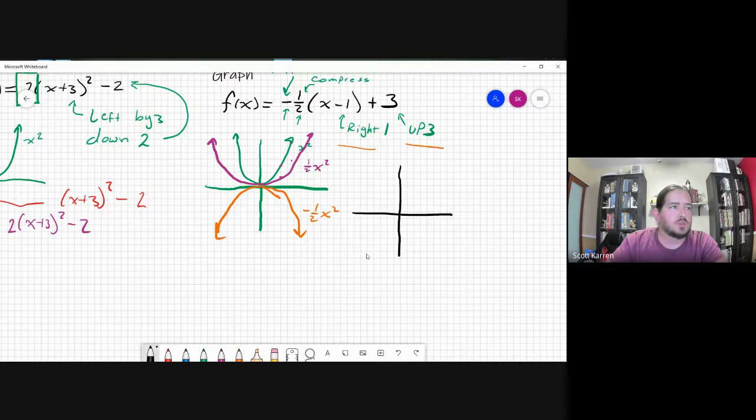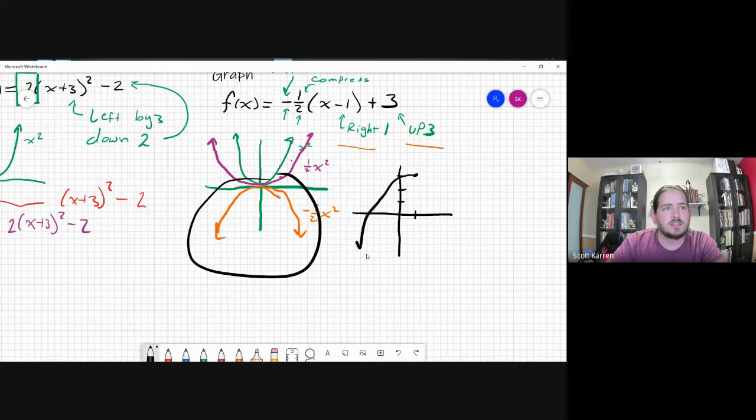I'm going to create a new one, a clean one here. So I'm taking this orange one here, and I'm going to shift it to the right by 1. So it comes over 1 and up 3, 1, 2, 3. So my vertex is here. It's still that wide base, and it just looks like this. Yeah, and that's the graph of that function.